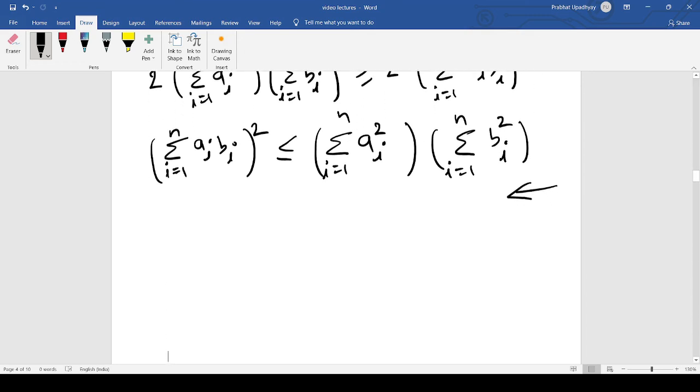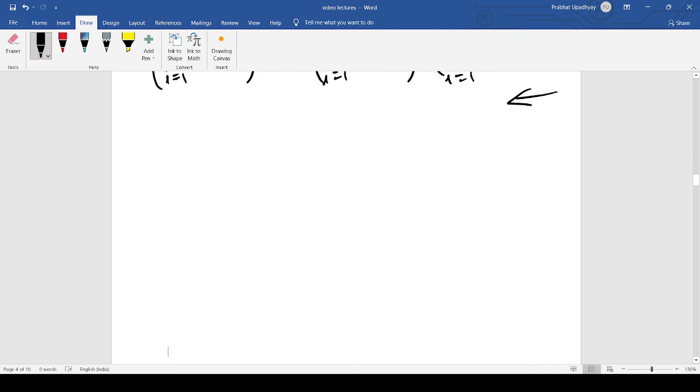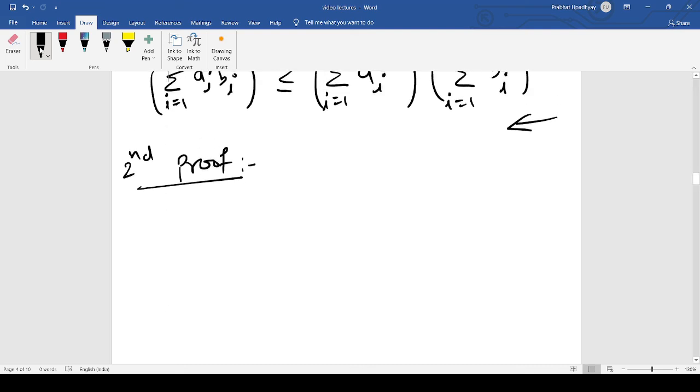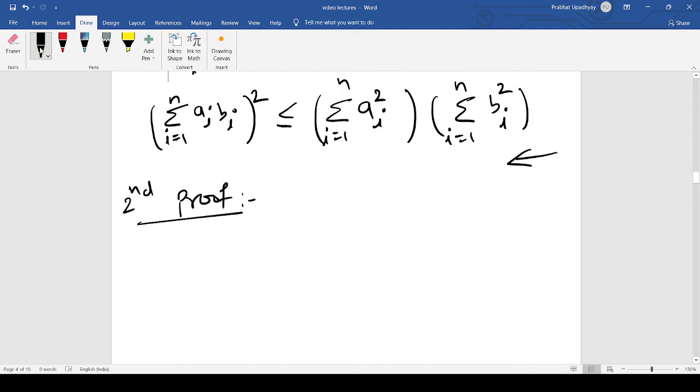Let's try to give a different proof now for the same Cauchy-Schwartz inequality. So I'll say second proof. Now here I will use a little bit of calculus and my job will be much easier than what we did in our first proof. So now let's first see what are the terms involved in our Cauchy-Schwartz inequality.